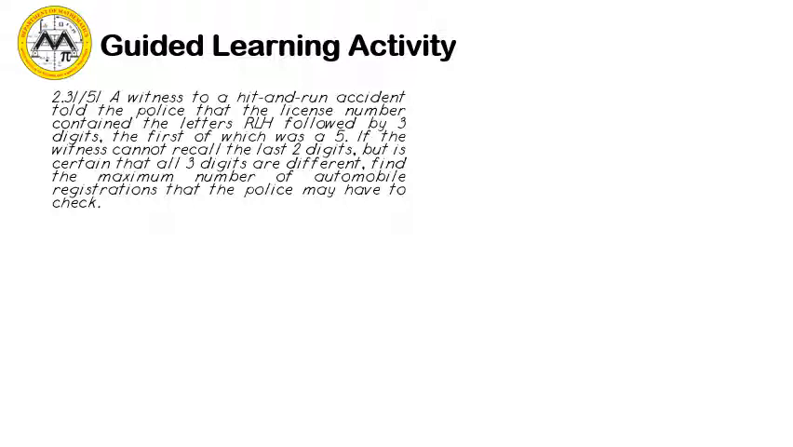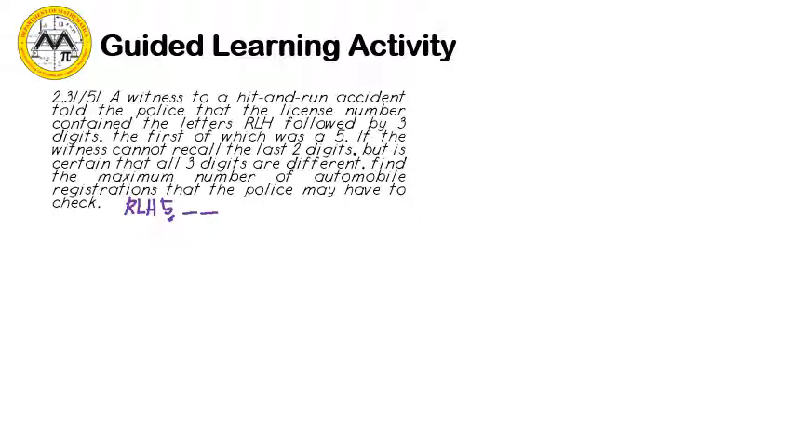A witness to a hit and run accident told the police that the license number contained the letters RLH. So it would be RLH, followed by three digits, the first of which was a 5. And then after that, additional two digits. But it is certain that all three digits are different. So that means we can't use 5 anymore. Find the maximum number of automobile registrations that the police may have to check.